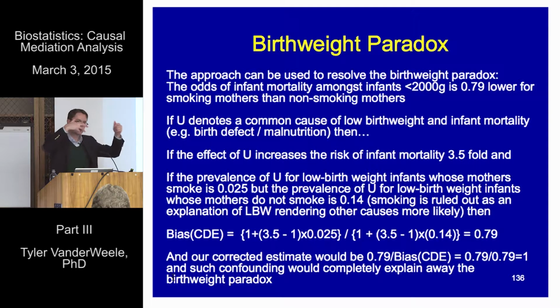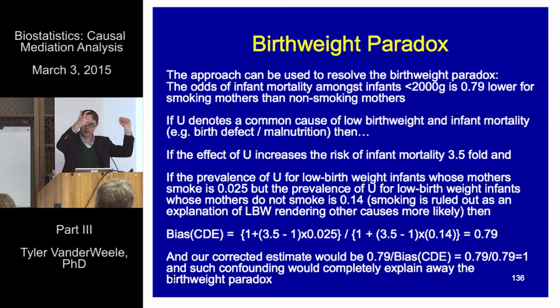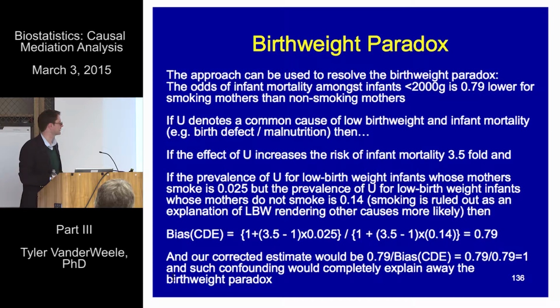But then if we turn to the low birth weight infants whose mothers do not smoke, we might specify that prevalence of U as somewhat higher, because the infant has low birth weight and the mother didn't smoke, so we know that smoking couldn't have been the cause of low birth weight, so it must have been something else. That might render the explanation that U was present, malnutrition, birth defect, or something else, more plausible. So we might then specify a prevalence of U amongst the unexposed, the non-smoking mothers who have a low birth weight infant, somewhat higher, maybe say 14%, because again, smoking is ruled out as an explanation for low birth weight for the non-smoking mothers.